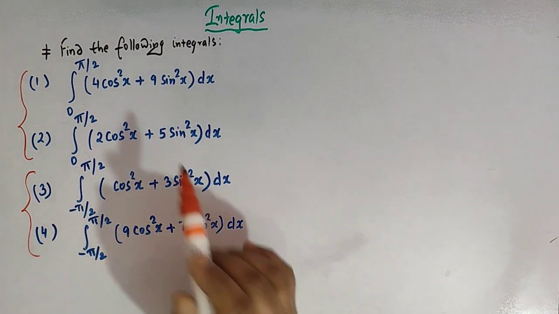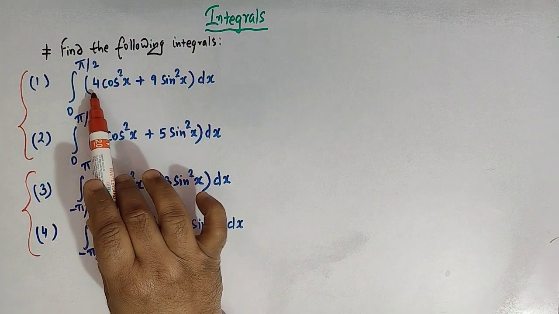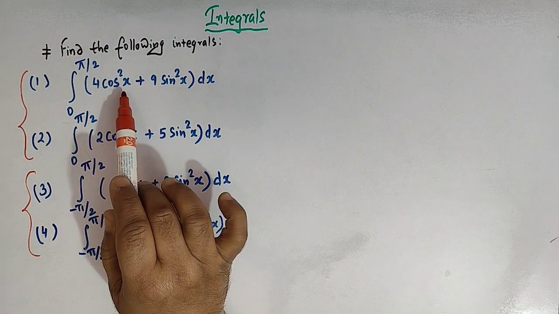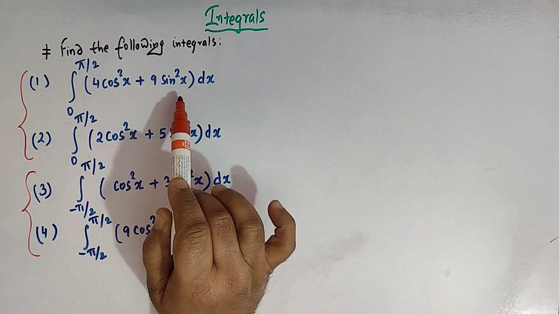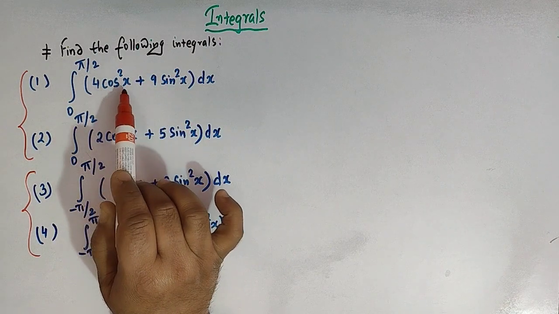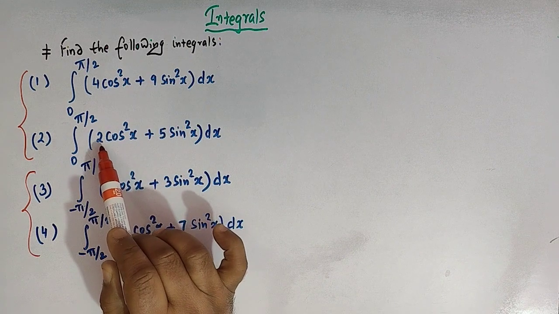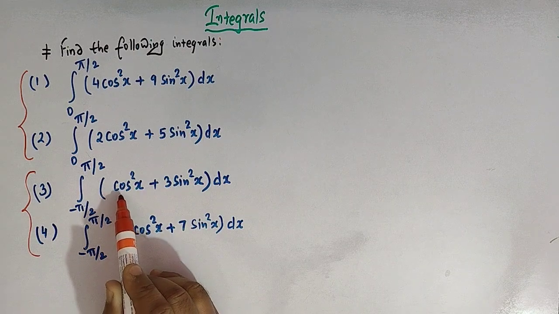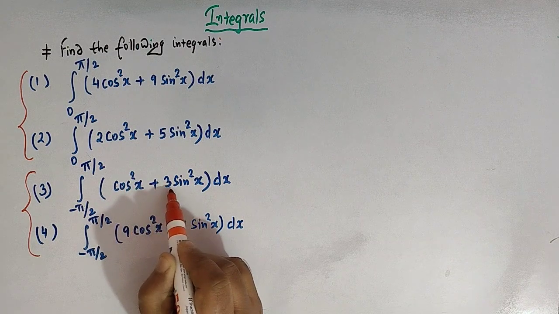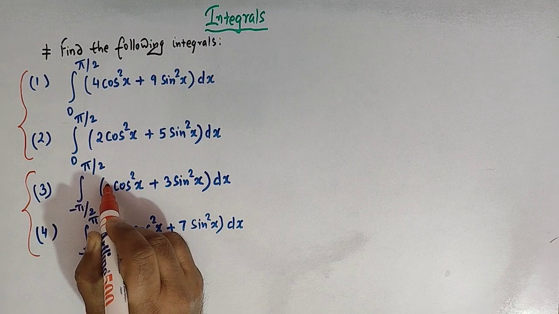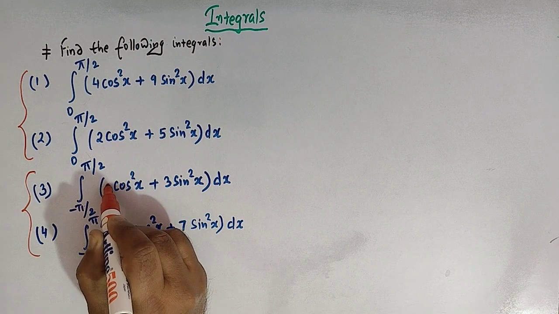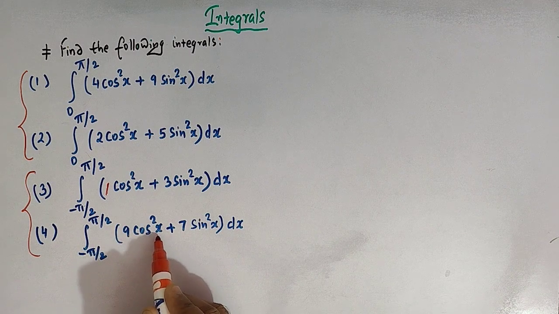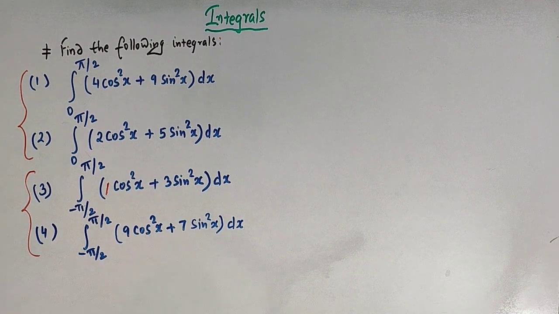Moreover, we see that our integrands are combinations of cos square x and sine square x. Here we have 4 cos square x plus 9 sine square x, and similarly here we have 2 cos square x plus 5 sine square x, and here we have cos square x plus 3 sine square x. Here we can take the coefficient of cos square x as 1. And here we have 9 cos square x plus 7 sine square x.